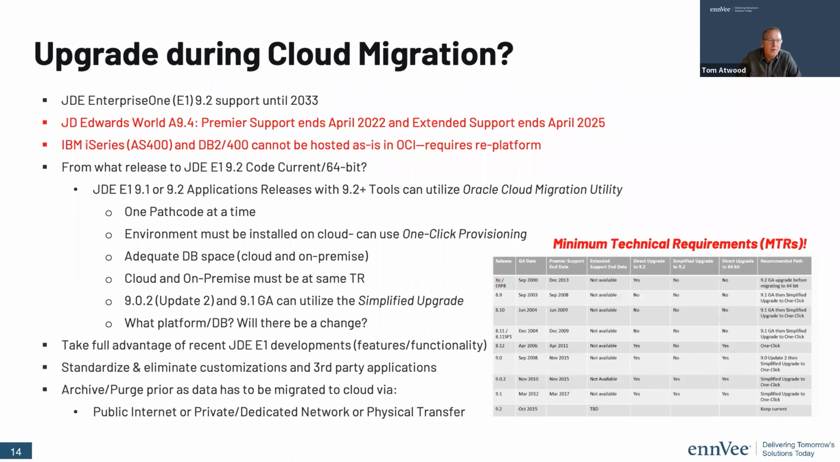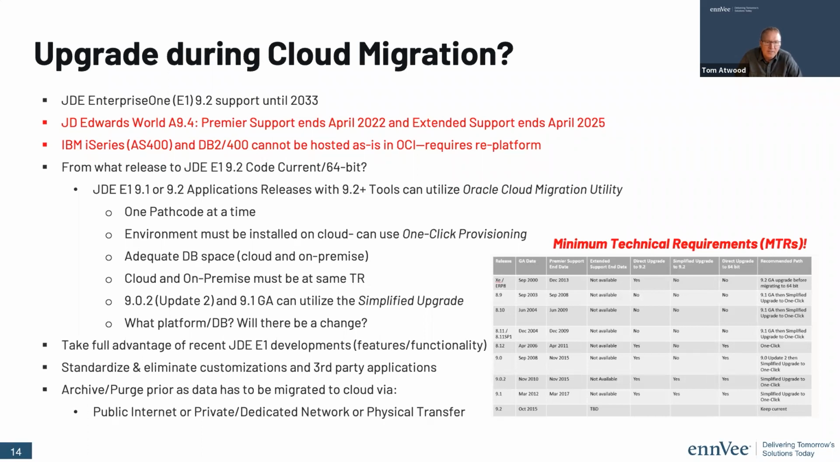Also, as I mentioned before, your I-Series, AS400, DB2 can't be hosted as is in OCI. They have to be replatformed. That is one limitation. When you're considering migrating, you're going to want to consider what release you're coming from and what release you're going to. If you're going to the latest, which is 9.2 with a 64-bit latest tools release, that's probably your goal as part of an upgrade. And when you're considering that, you're going to want to look at all the minimum tech requirements, because there are a lot of different options based on where you're coming from and where you're going to.